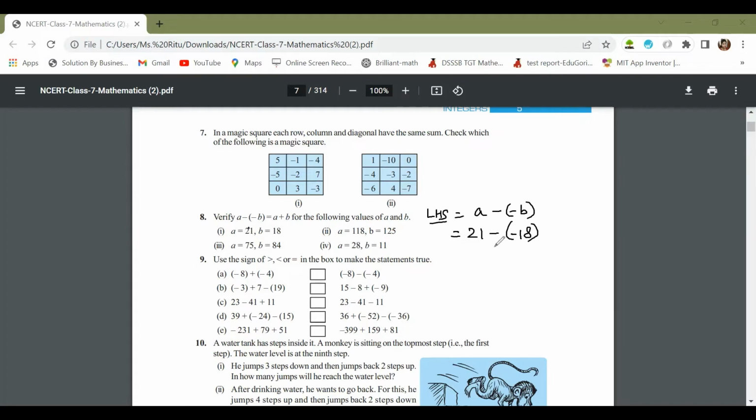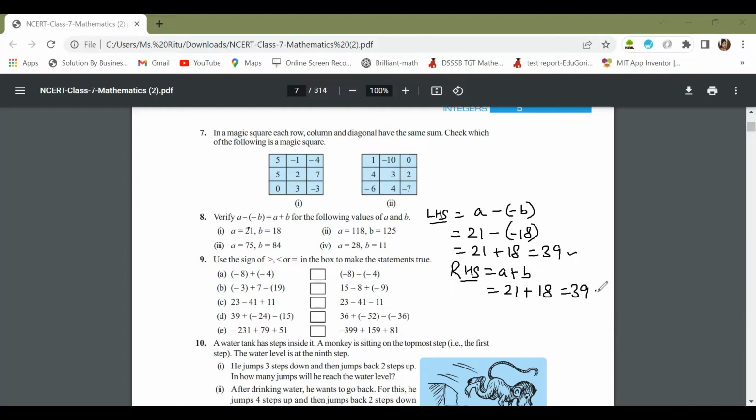Now we know minus minus is plus. So 21 plus 18, and this would give us the answer as 39. This is LHS. Now we will do RHS. RHS is A plus B. We will write A plus B here. A is 21, B is 18, and this is also giving us 39.